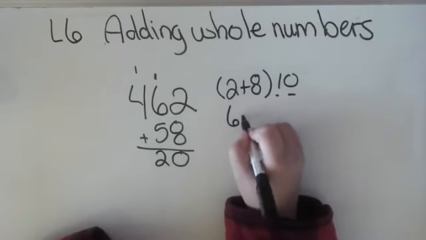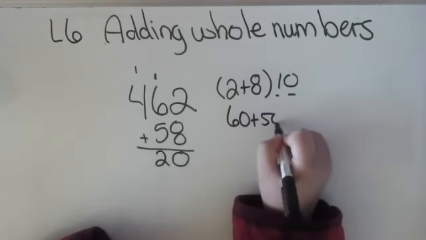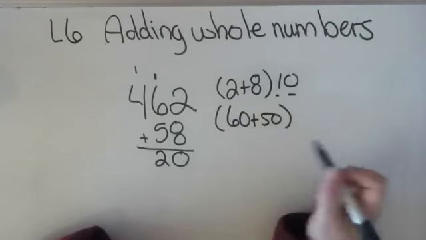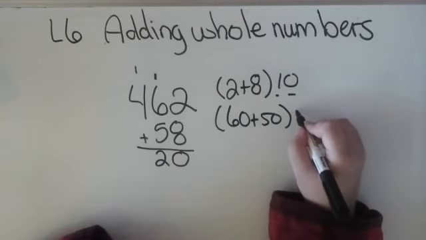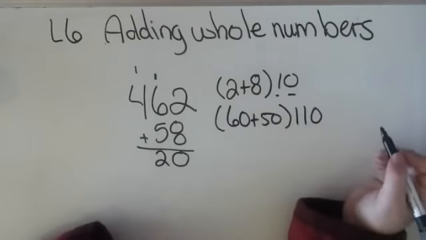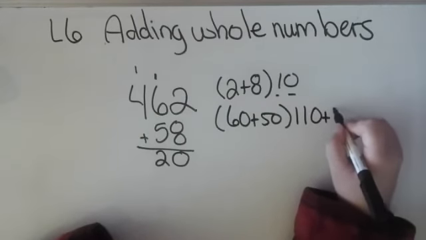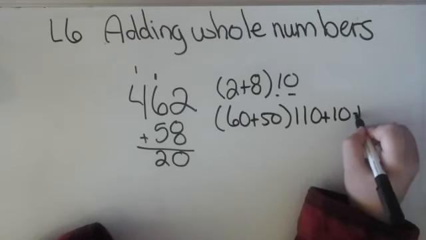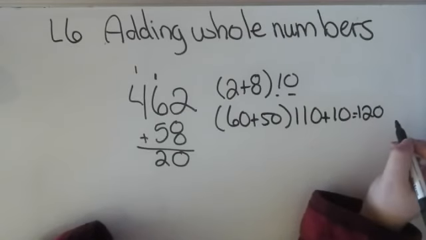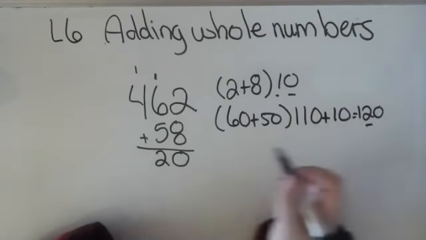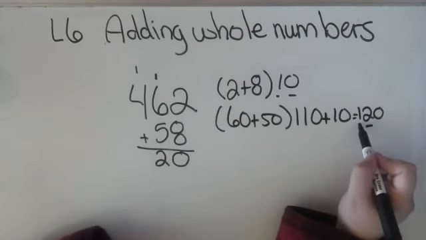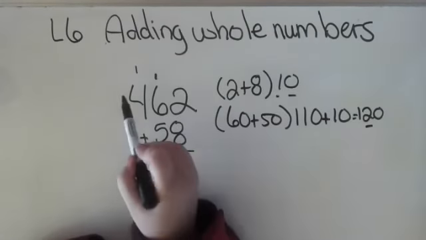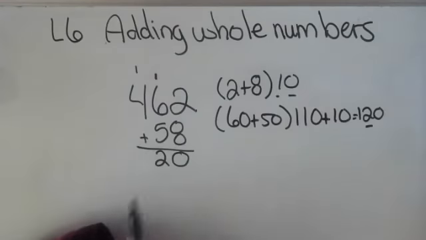It is actually 60 add 50. 60 add 50 is 110. Add the 10 we already had, that is now 120. And again, 2 in the tens column, 2 in the tens column, 1 in the hundreds column, 1 in the hundreds column. That's why we're moving everything over like this.